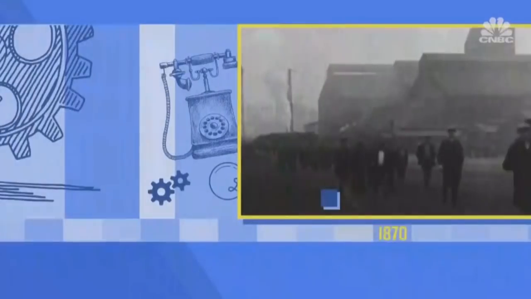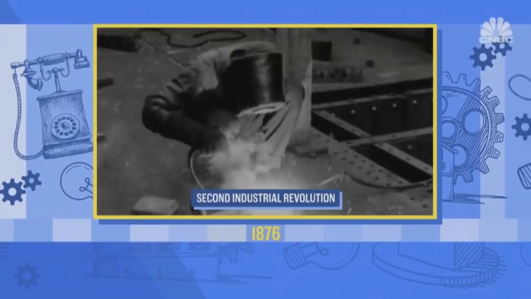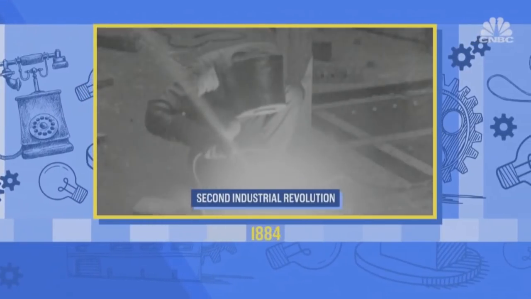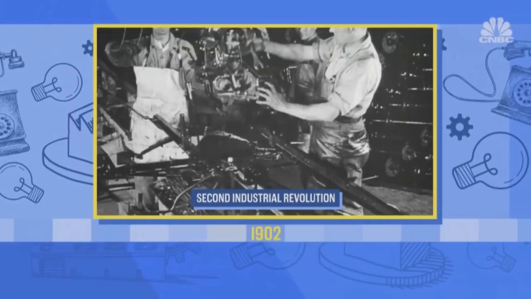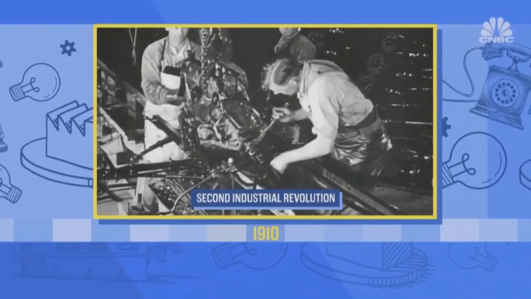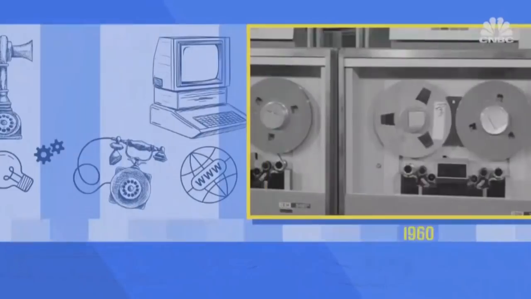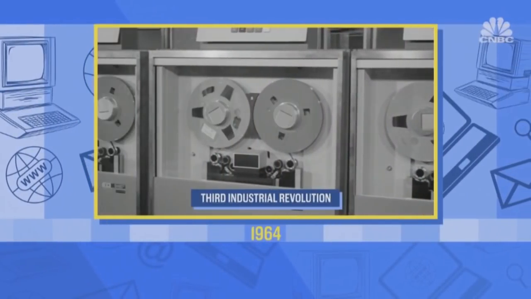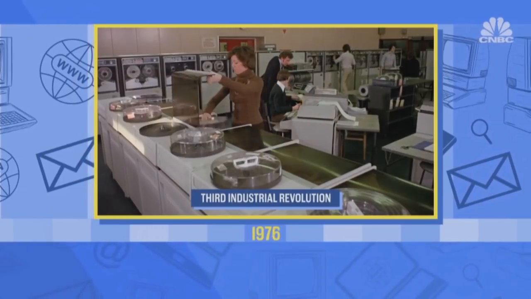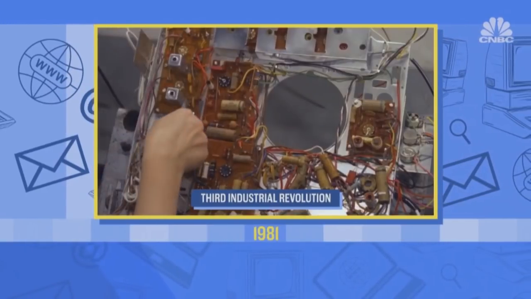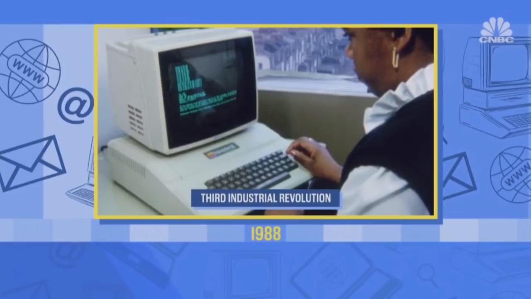From the late 1800s, the Second Industrial Revolution was marked by mass production and new industries like steel, oil, and electricity. The light bulb, telephone, and internal combustion engine were a few of the major inventions of this era. The Third Industrial Revolution, sometimes known as the Digital Revolution, occurred in the second half of the 20th century. In just a few decades, we saw the invention of the semiconductor, personal computer, and the internet.